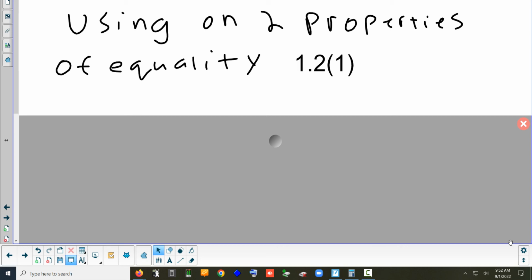Since there's more than one step now in each problem, that means there is a certain step you have to do first, and then another step you have to do second. So we're going to make sure we understand the order that we have to go in to do it.